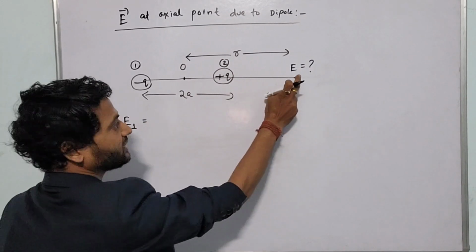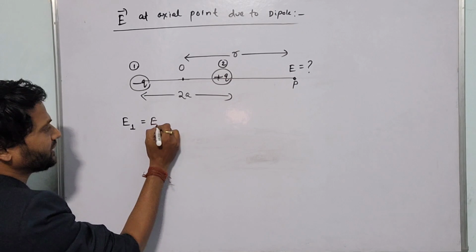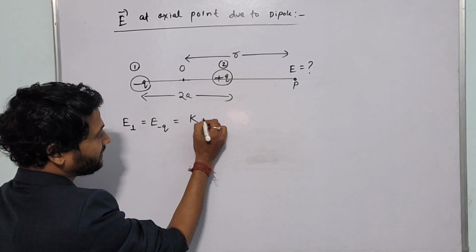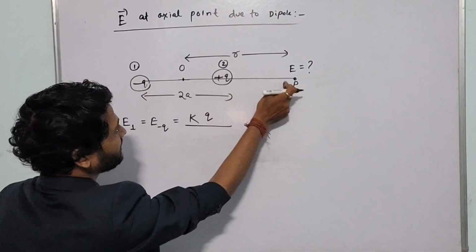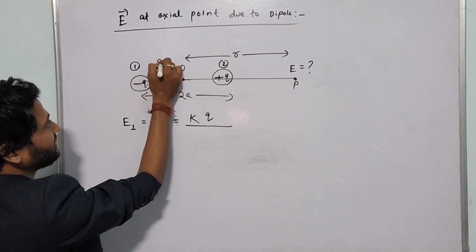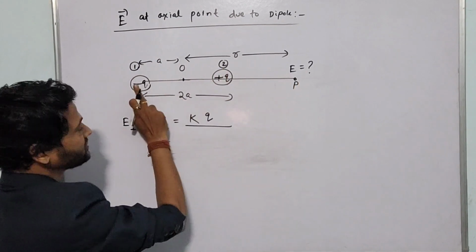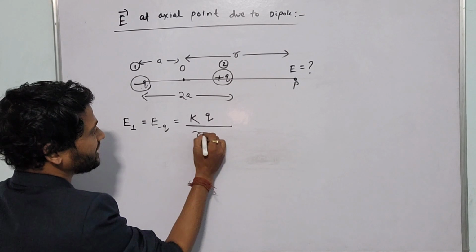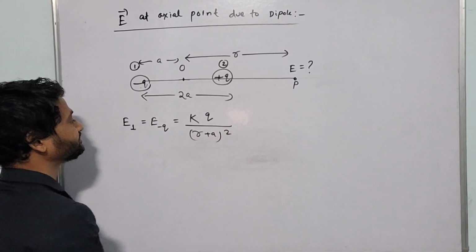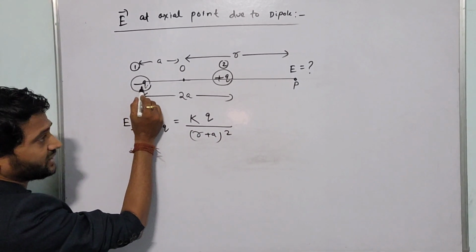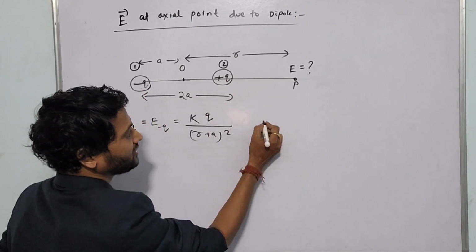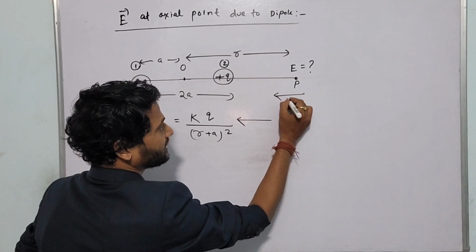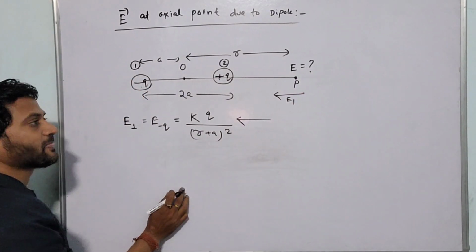E1 का मतलब electric field at this point due to minus q charge, or we can say E suffix minus q. What is the formula? Kq upon distance square. What is the distance? R. This one is a. So r plus a is the distance. So we'll take the distance from minus q to the point P. So the distance is r plus a whole square. And what is the direction? Since it is negative charge, the direction of electric field is towards the charge. Is it clear? मतलब electric field का direction is towards the charge.